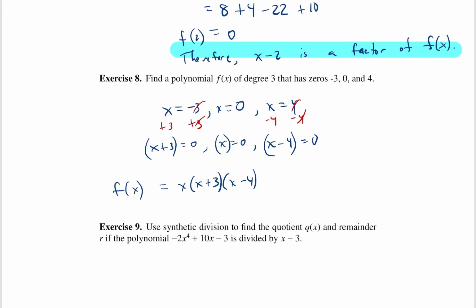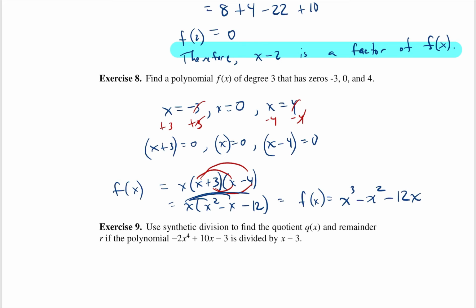All right? We can still expand this out by multiplying it. So let's go ahead and do that. I'll start by multiplying these out. And so if I do that, I'm going to get x squared minus x minus 12. And then we can distribute the x. So our final function will be f of x is equal to x to the third minus x squared minus 12x. And that is a polynomial of degree 3 with these three zeros.